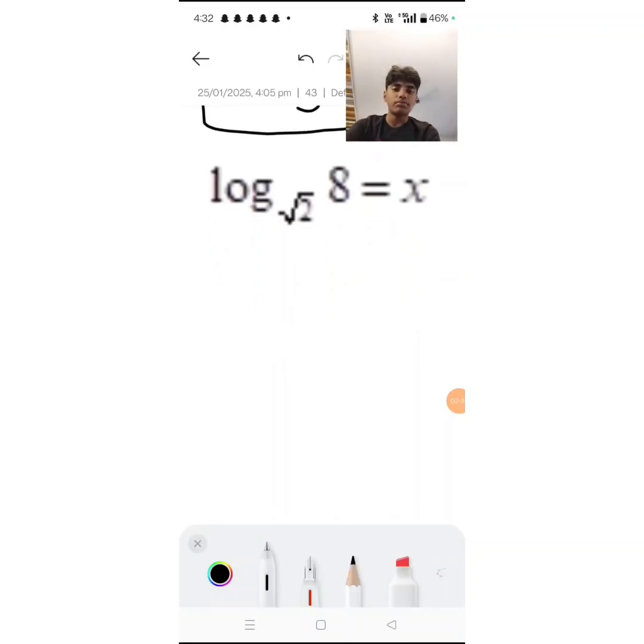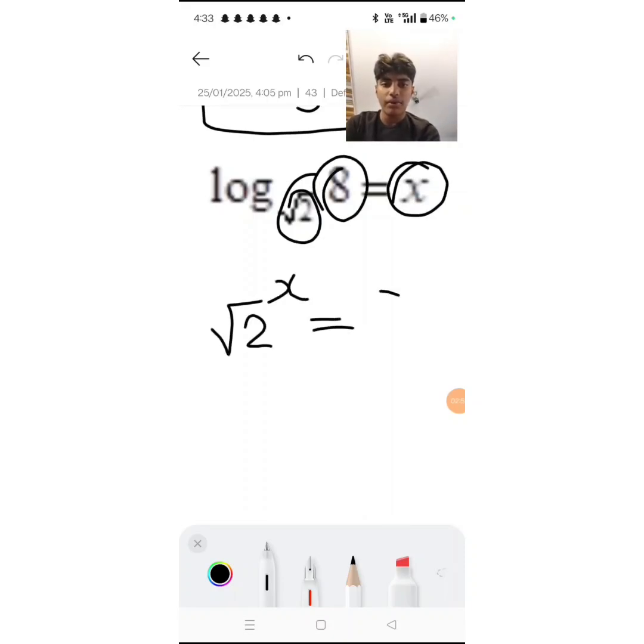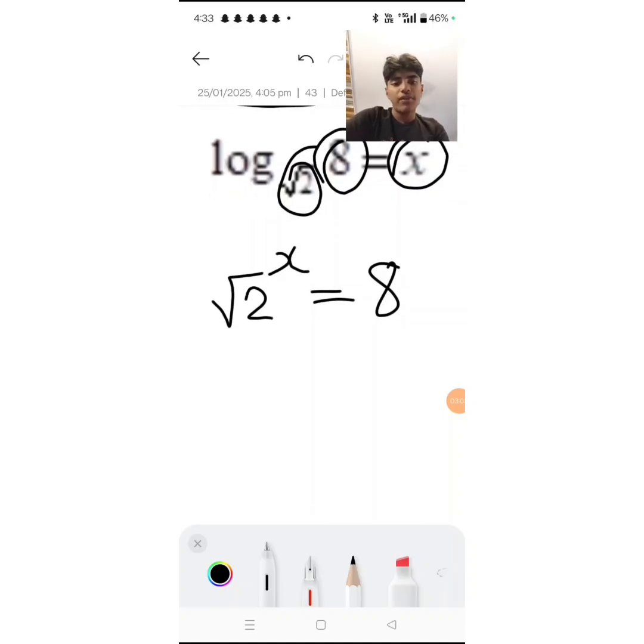If we have log 8 to the base root 2 is equal to x. Now again, let's rewrite this as an exponent. This is the easiest way to solve it. So this would be your base, this would be your answer, and this would be your power, isn't it? So this is a base, so root 2 to the power of x is equal to 8. So root 2 to the power of x, we can just rewrite this as 2 to the power of half x, which is equal to 8.